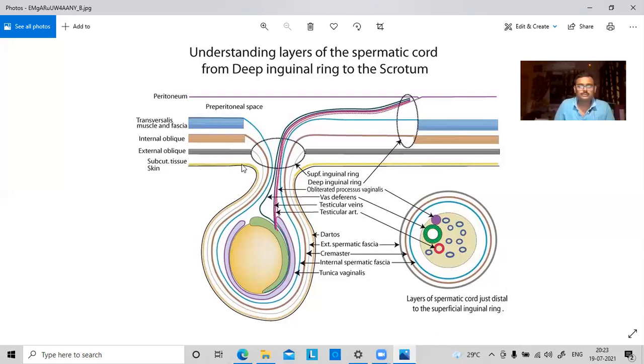Now, the dartos muscle is the continuation of the subcutaneous layer of the anterior abdominal wall. On the anterior abdominal wall, the dartos continues as the fascia of Camper and the fascia of Scarpa, and in the perineum, it is continued as the fascia of Colles.